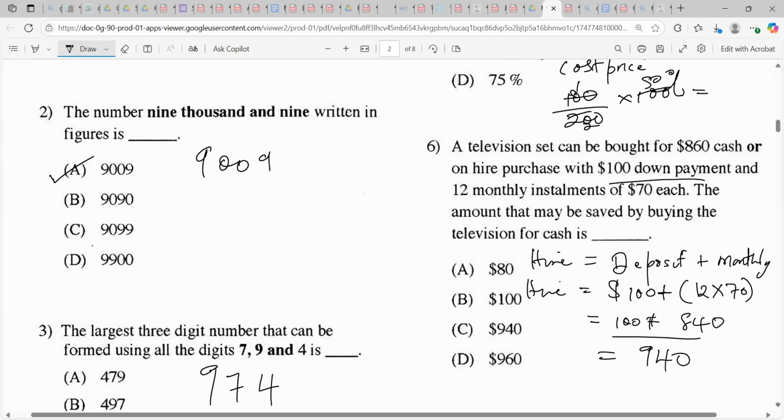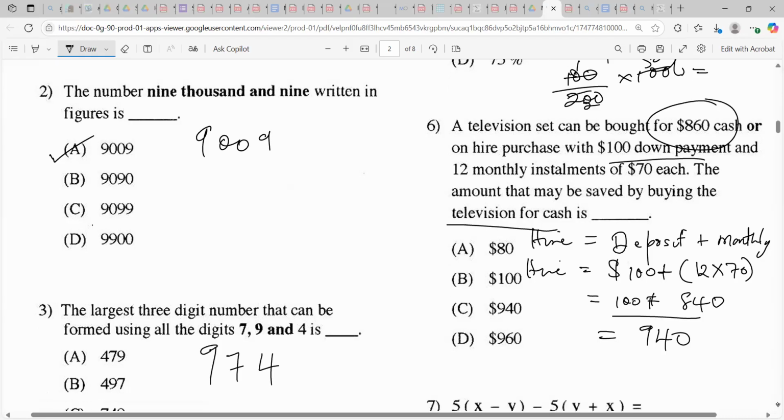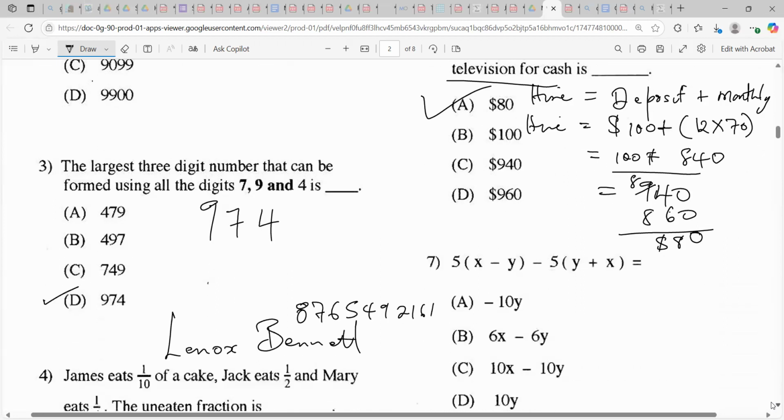All right, let's break it down now. The total that can be saved by buying cash. The cash price is $860, so we're going to subtract the 860 from this. 0 from 0, you can't. 6 from 4, we can't, so we're going to borrow. Now we just leave 80. So you can save $80 from buying cash. Not bad at all.